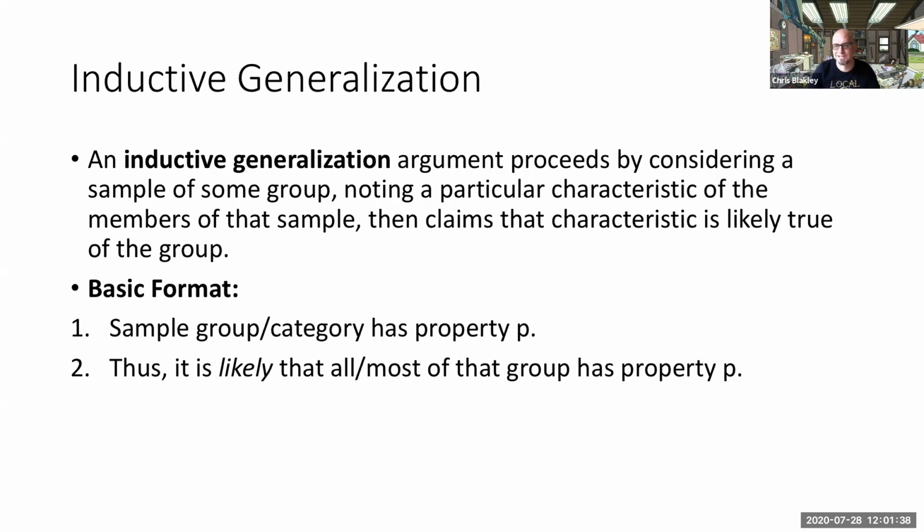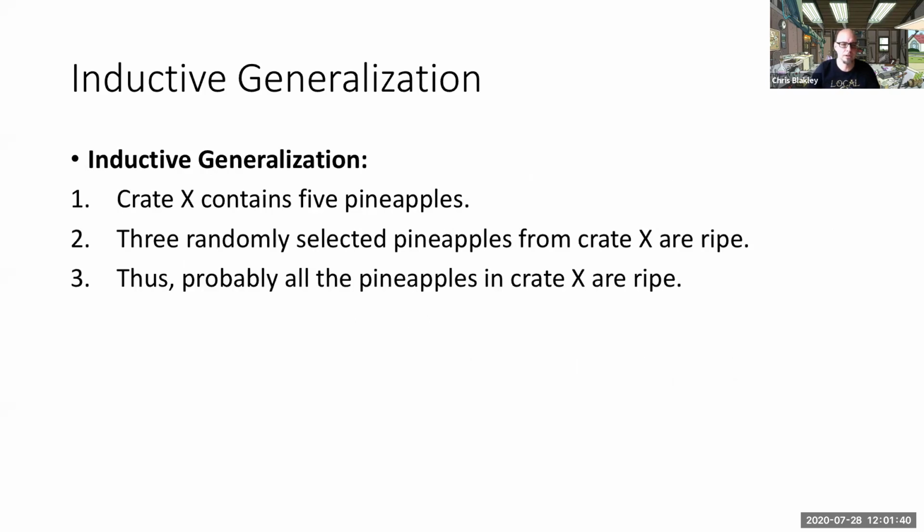So let's look at an example of this. Inductive generalization here. Crate X contains 5 pineapples. 3 randomly selected pineapples from crate X are ripe. Thus, probably all the pineapples in the crate are ripe. Well, here we have more than 50%. We have 3/5, right, of them sampled, and so there's a small margin of error. So it's likely, or again just probable, that the rest of them are ripe as well.